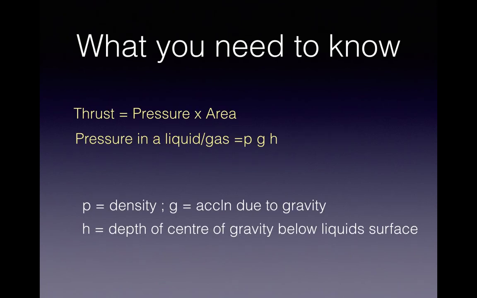Second thing is pressure in a liquid and a gas is given by the formula rho g h, where rho is the density, g is acceleration due to gravity, and the h value is the depth of the centre of gravity below the liquid's surface. And to calculate the thrust, it'll be rho g h multiplied by the area of the side that you're looking at in the question.